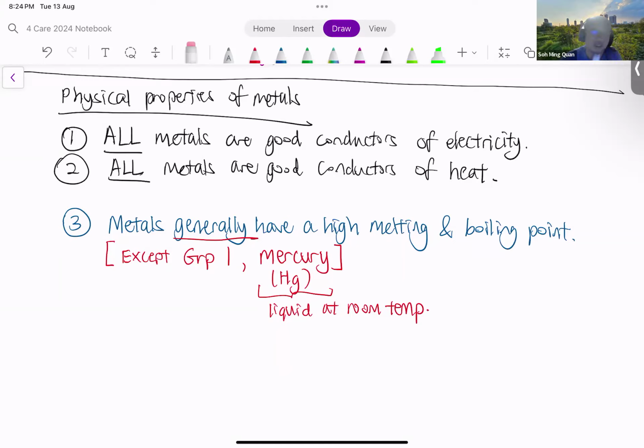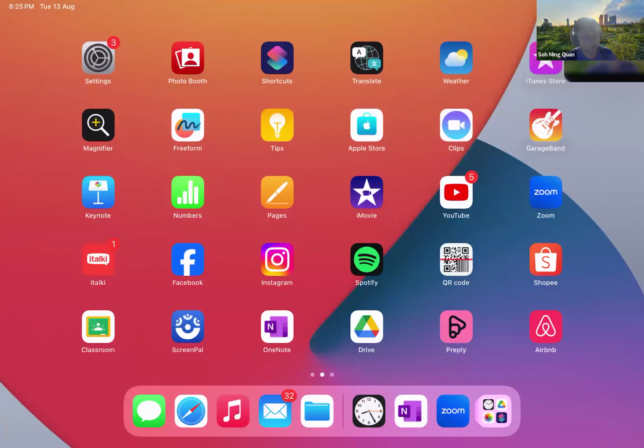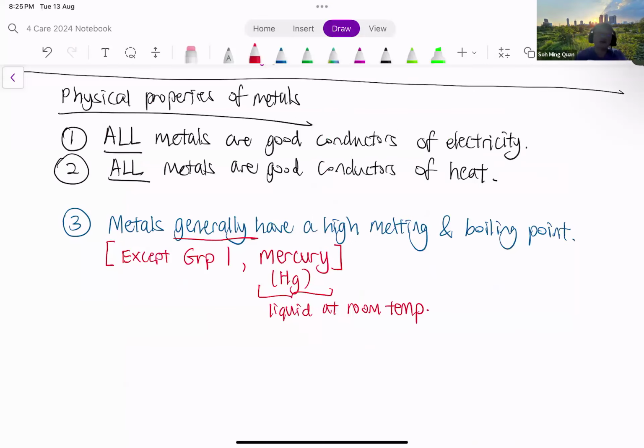Now, mercury is a liquid at room temperature. In the entire periodic table, there are only 2 elements which are liquids at room temperature. One of them is mercury, and the other element is a non-metal. The other element that is a non-metal, that is a liquid, is bromine. Bromine is also a liquid at room temperature. So for this property, there is an exception. So you have to know. So these are the 3 main physical properties of metals.